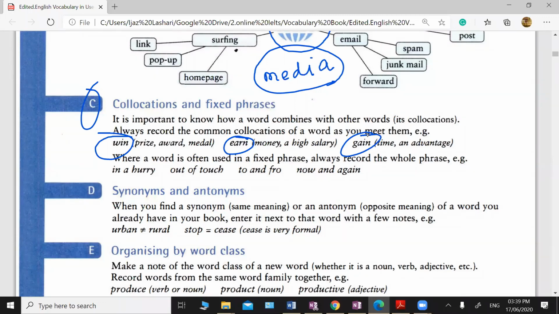Okay, we move on. Where a word is often used in a fixed phrase, always record the whole phrase. As I told you, no pain, no gain. It's a phrase. In a hurry. Now, you have a whole phrase. In a hurry. Out of touch. Like I say, please stay in touch. Okay? Out of touch.